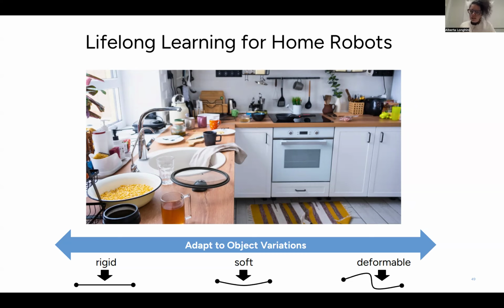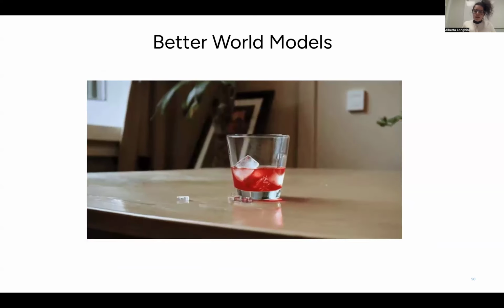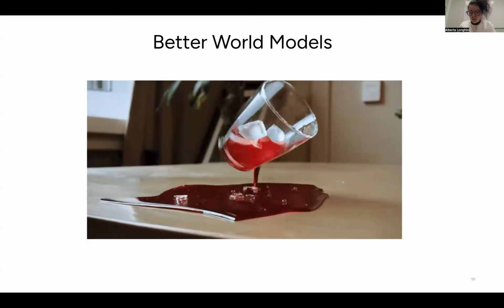And this doesn't have to be just for the class of deformable objects I discussed, because deformables are wider than just textiles. You can include also 3D soft deformable objects like sponges or plushes, but also rigid objects. This is still an open problem, and I think it is very exciting and ultimately what we would like to have. Well, the second thing is better world models.